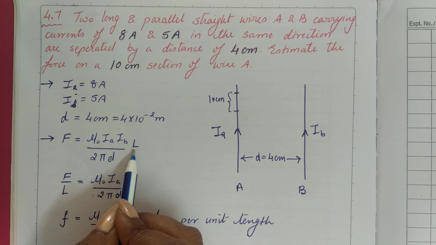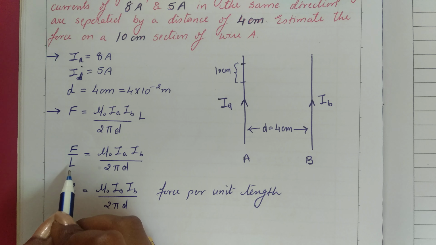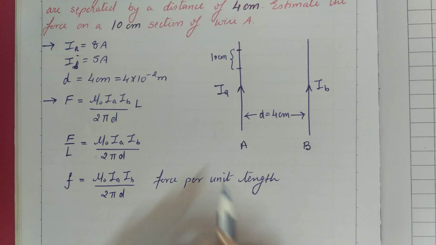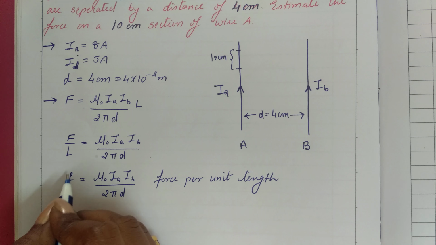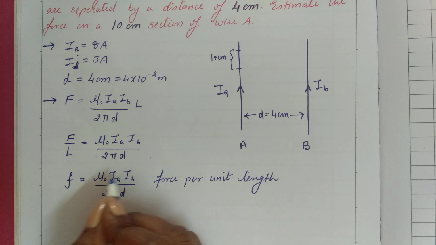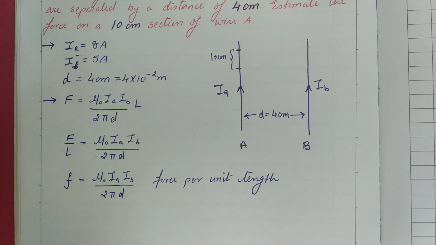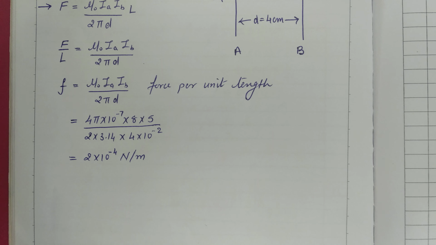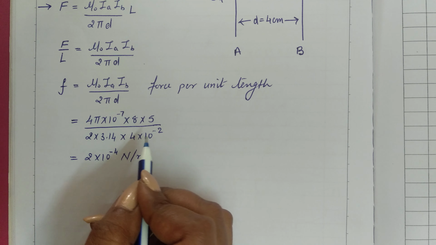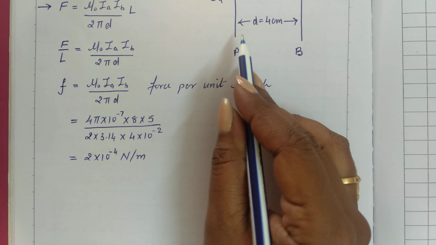So what we'll do, we'll take this L on the other side. So it will come here. Now this is total force and this is total length. Total force divided by total length will give you what? It will give you force per unit length, which was denoted by small f. Now if you substitute all the values over here, then you are going to get the force acting on this wire per unit length. So we'll calculate it. After substituting all the values and doing the calculations, this is the answer. This is the force per unit length of wire A.